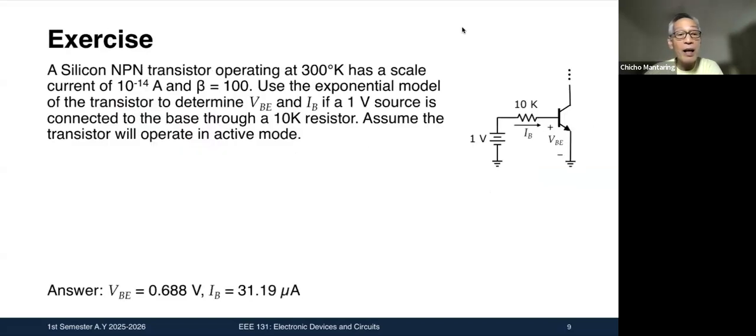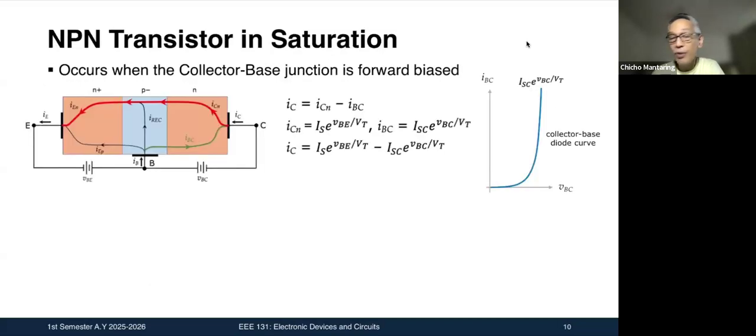Before leaving active mode, are there any questions? Anyone? Take advantage, because this is also now like a review for your first long exam. Any questions? We're only talking about active mode. Okay, there being none, let's go to the NPN transistor in saturation.